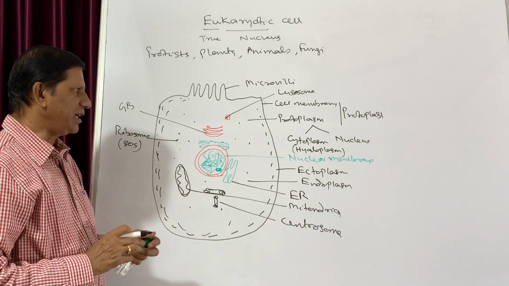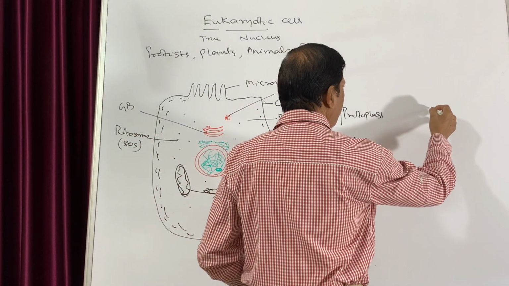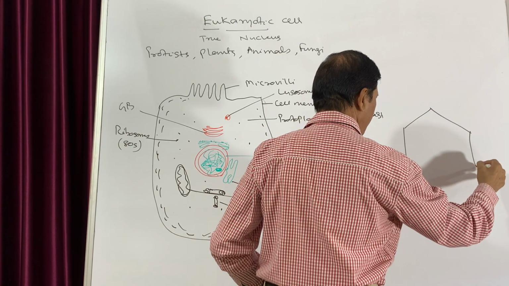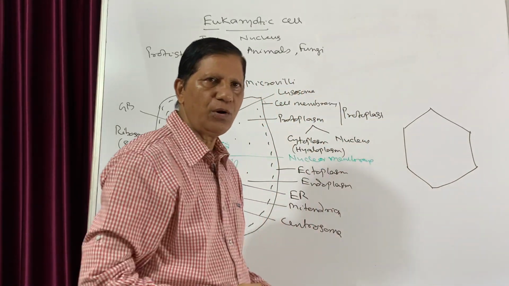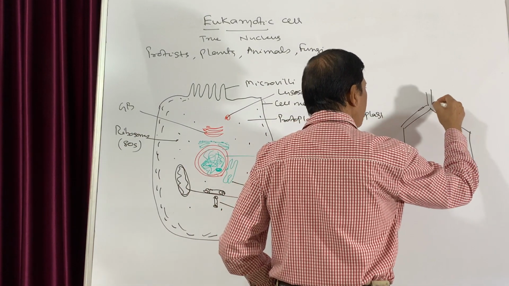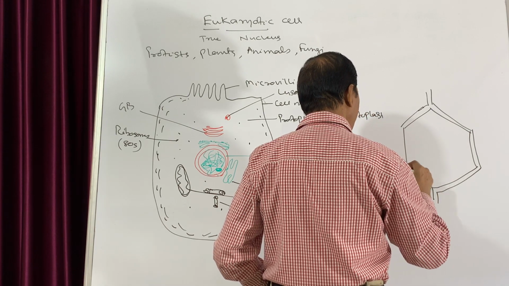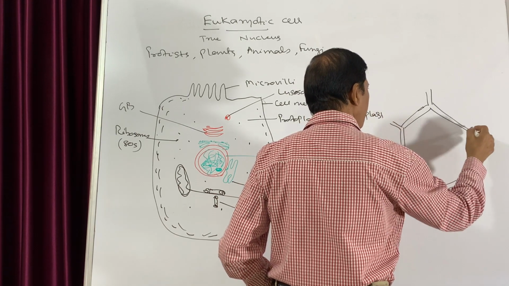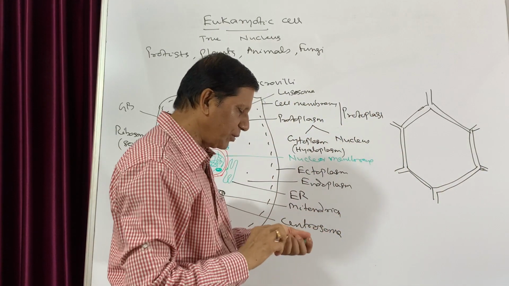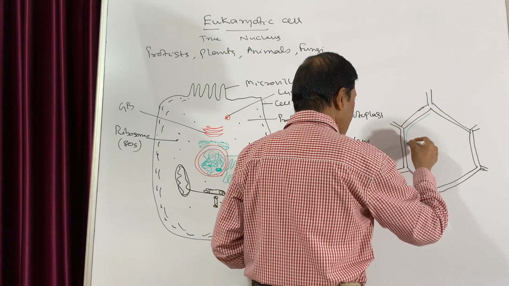In case of plant cell, there are some differences. In case of plant cell, you will get a cell wall. This is the cell wall, and it is again the cell wall. So this is the cell wall, and within this cell wall there is the plasma membrane.